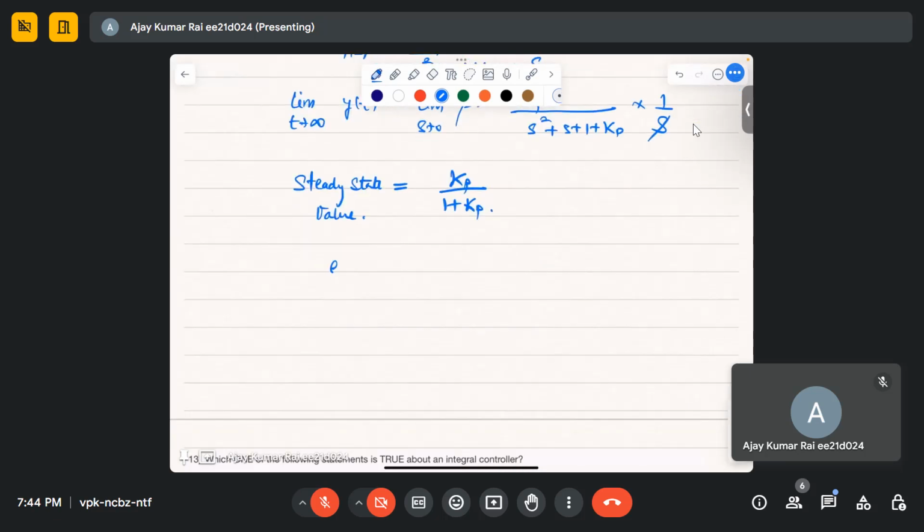And we have to find the steady state tracking error. So what is the error? It will be 1 minus Kp by 1 plus Kp, because the output is not going to 1. So there will be a steady state error. What is that steady state error? 1 by 1 plus Kp.